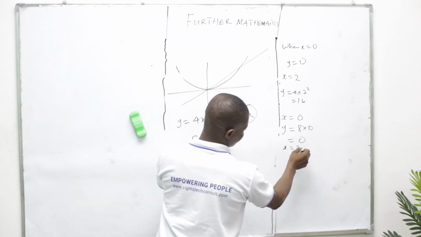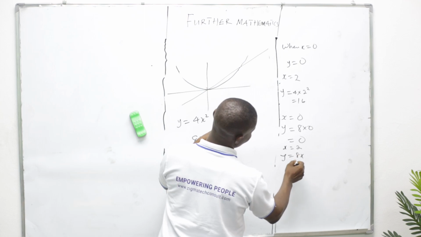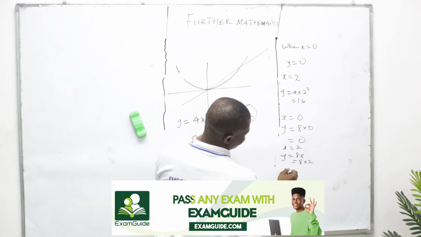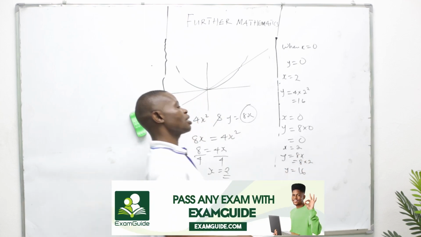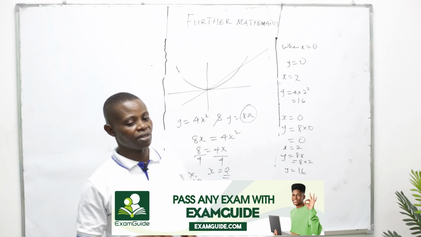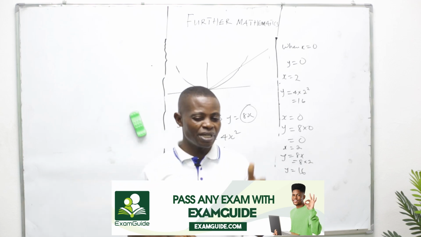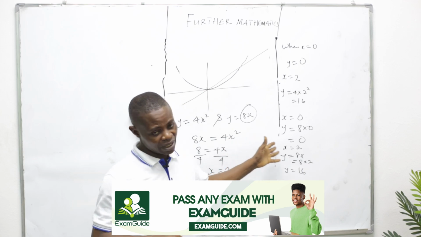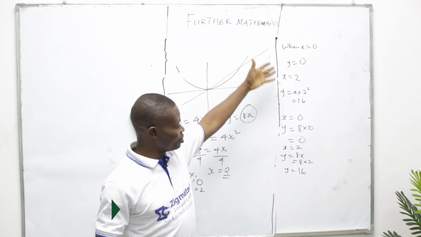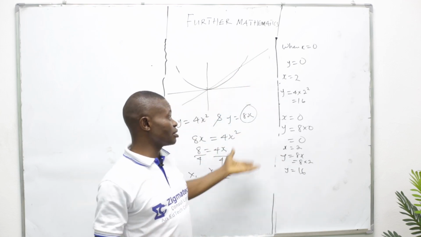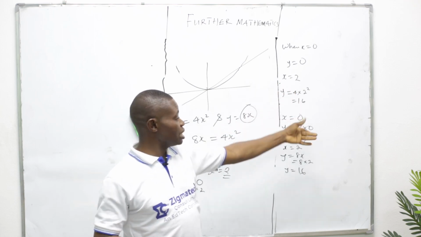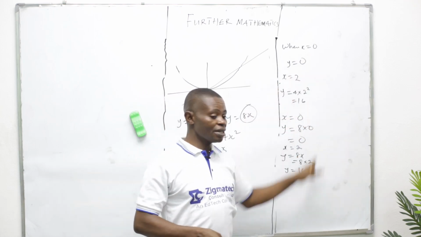When s equals 2, y will produce 8s, which is what? 8 times 2, y equals 16. Can you see why people are very intelligent? Whatever they are giving you, they are very, very intelligent. The first solution and the second solution are still yielding the same solution. That's 16 against 0.